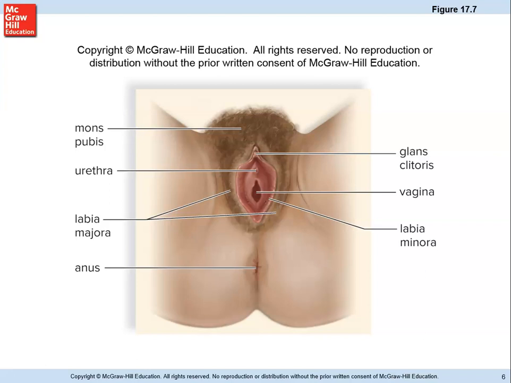So the urethra there, then the vaginal opening. And then you also see the labia majora and labia minora. Those are what would have been in the male, the scrotum. And basically that's just the outer folds of tissue that are the opening to the reproductive system.